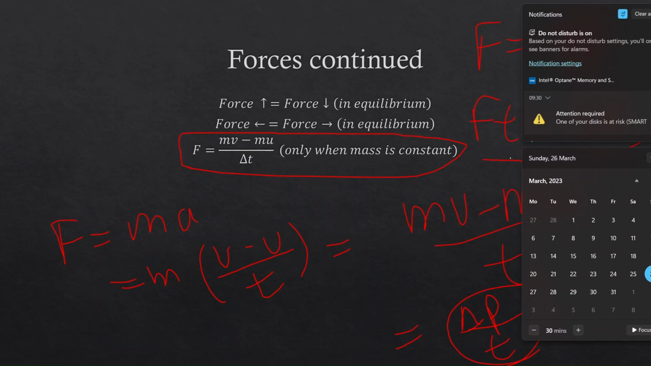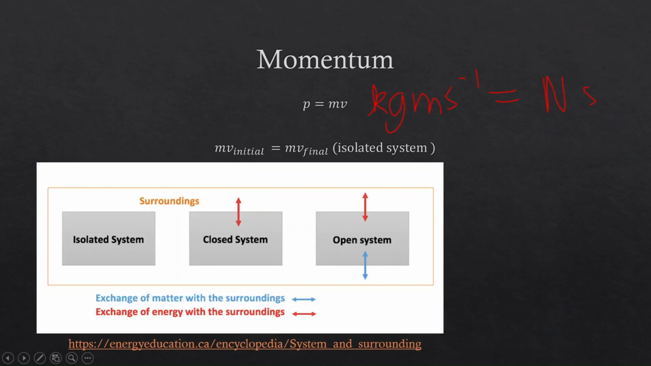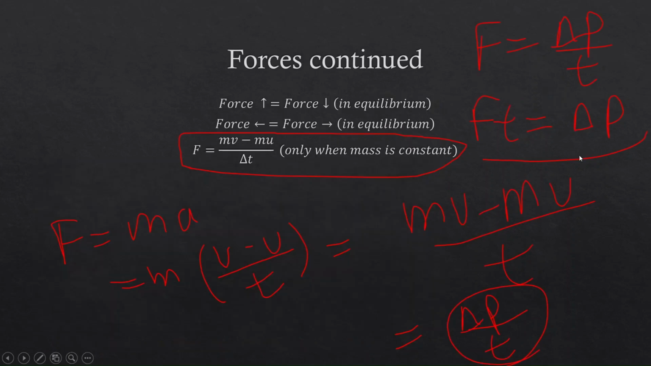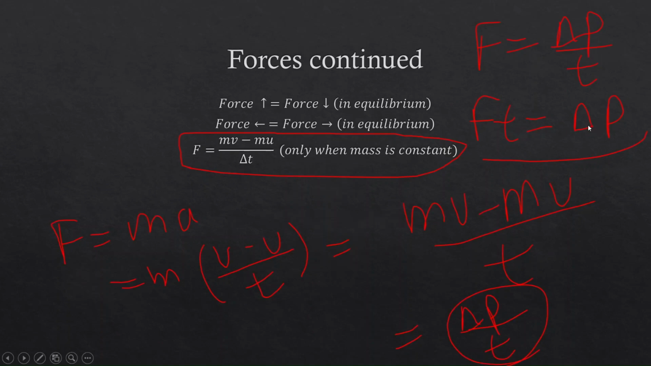This is where we get the idea that impulse is nothing but newtons into seconds, right? So 1 Newton second. This is measured in Newton seconds, and this is measured in kilogram meters per second, and they're the same thing basically.